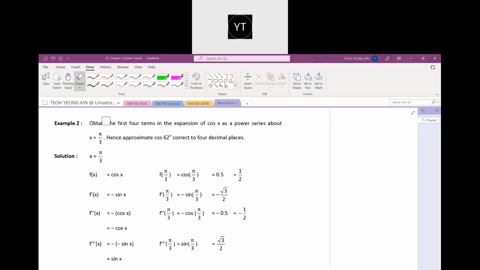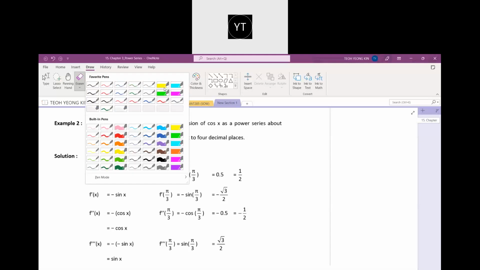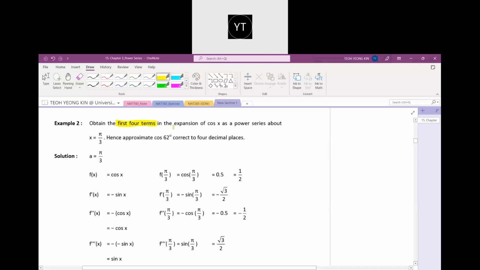So now we look at example 2. Obtain the first four terms. The question requests the first four terms in the expansion of cos x. Our function is cos x as a power series about x equals pi over 3. What is the difference between example 2 and example 1 is, in example 2 we have the second part, hence approximate cos 62 degrees, correct to 4 decimal places.